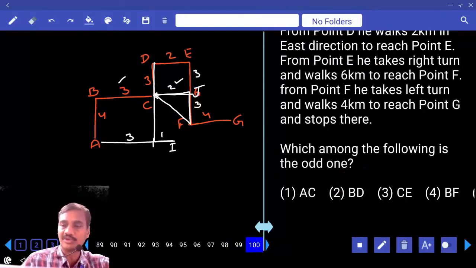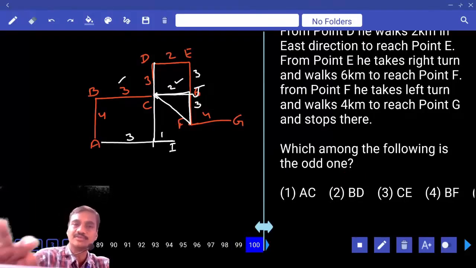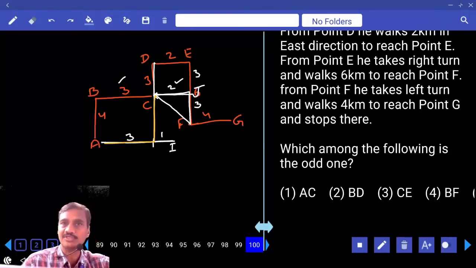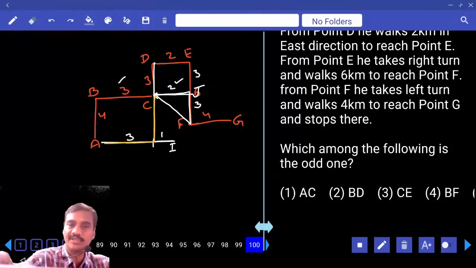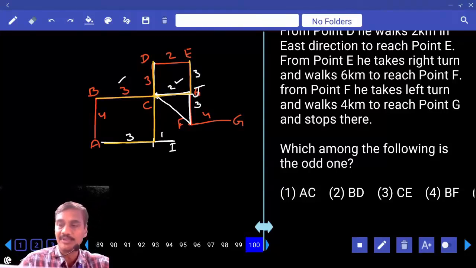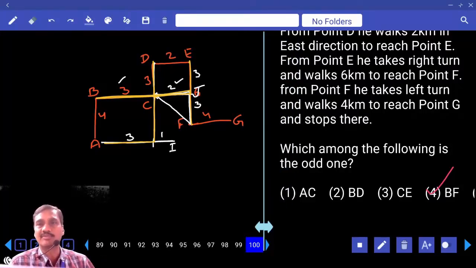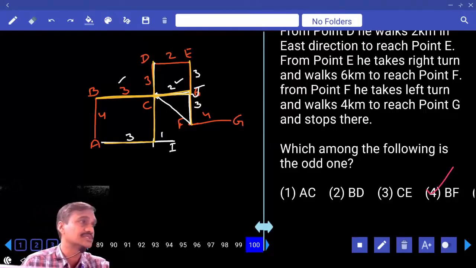Then 100. Which among the following is the odd one? A and C. If you observe here, A is to the southwest of C. First element is to the southwest of the second. B and D: B is southwest of D. C and E: C is southwest of E. And next one, B and F: B is to the northwest of F. So what is the odd one here? Choice 4 is the odd one. Except choice 4, in the remaining choices the first element is to the southwest of the second element. Done with this? Now with this we have come to the end of this reasoning section in this paper.